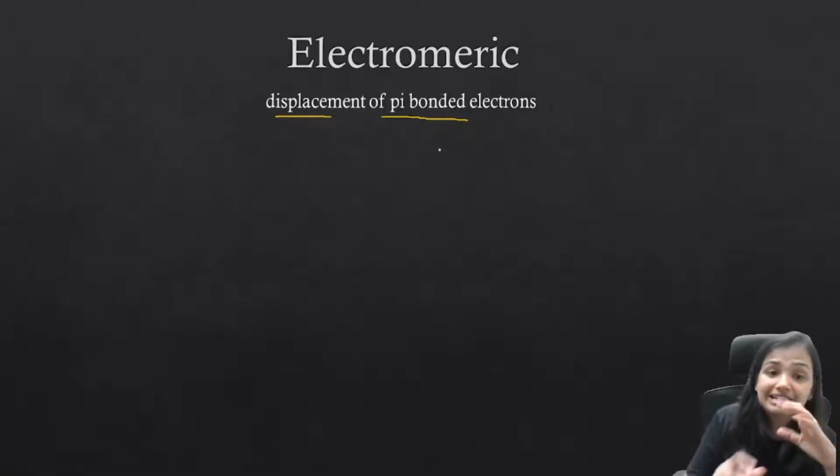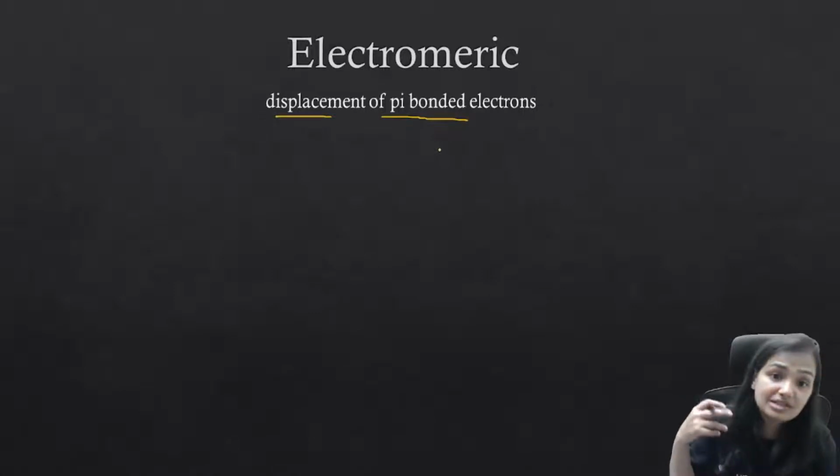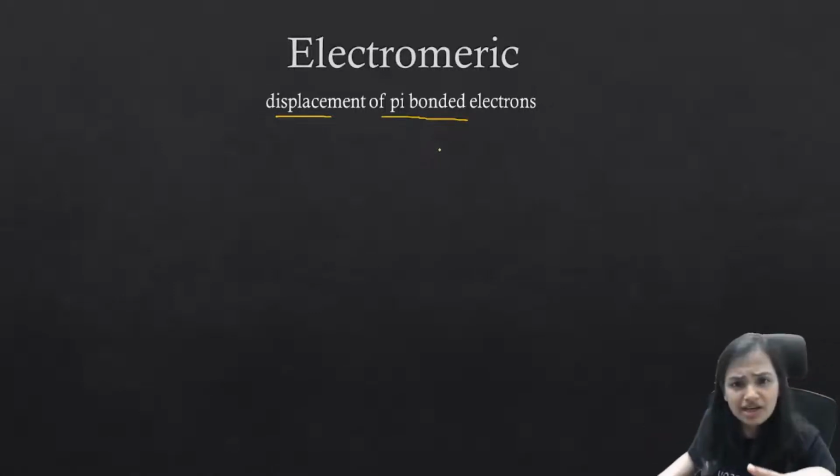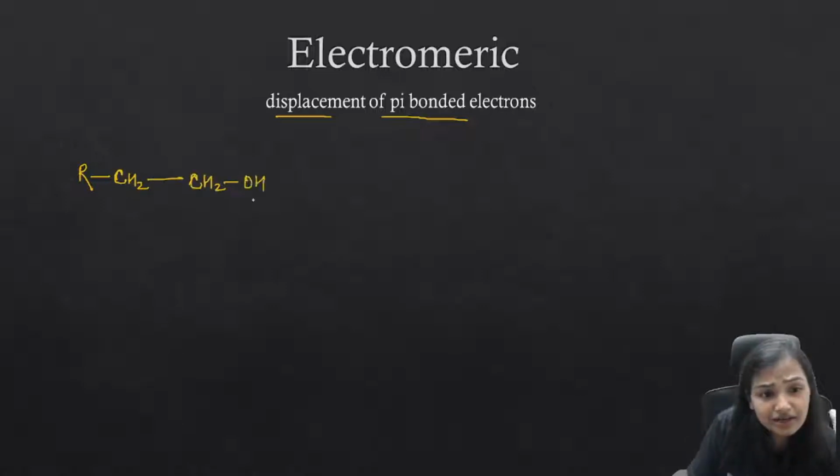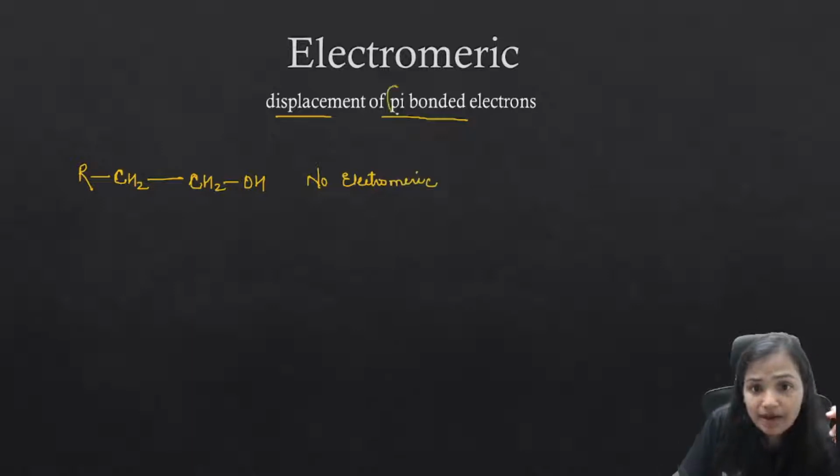This means that yes, of course, here we are going to do the displacement, but not of a sigma bonded electron; this is a displacement of pi bonded electron. So let me take an example, guys. Here if you would say, ma'am, in this question will there be any electromeric effect work? No electromeric effect. Why? Because there is no pi bond.